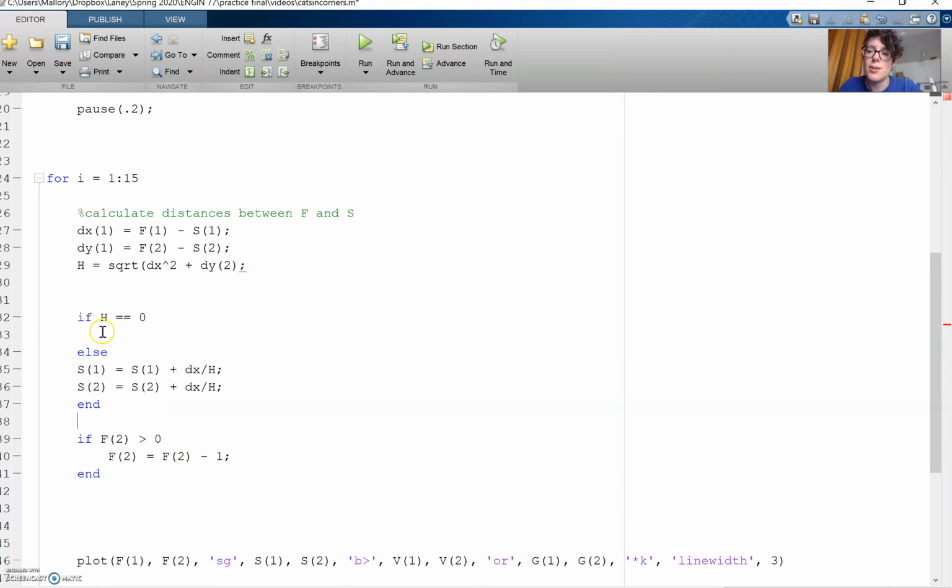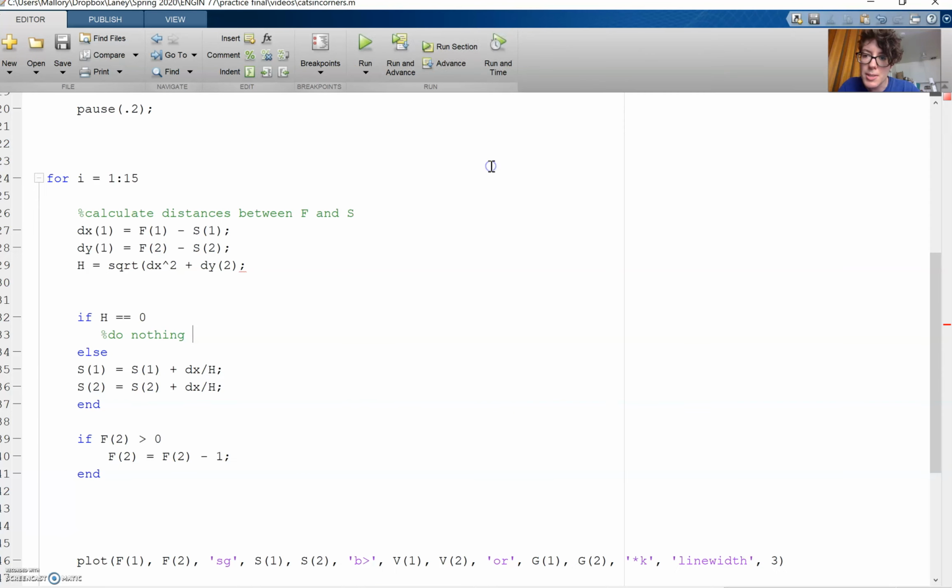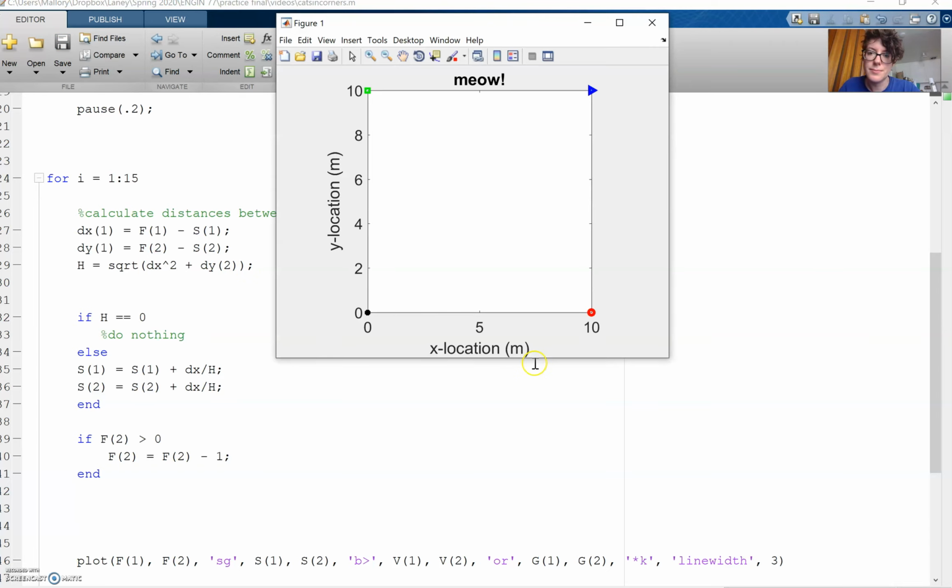Or we could have said, if H is not equal to 0 and then not put the else, but this just shows you one way to use an if statement. So let's run our code by clicking the run, and it looks like I have an error there. Oh, I forgot a parentheses here. And let's run it again.